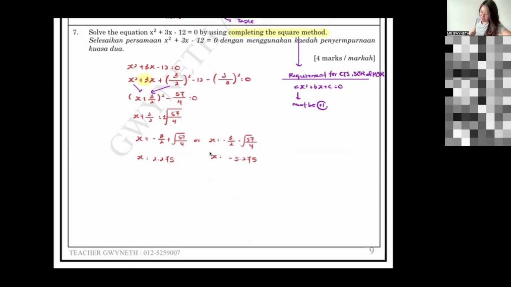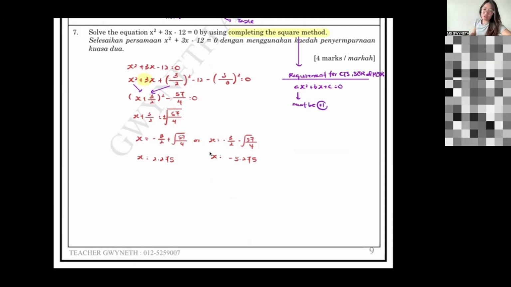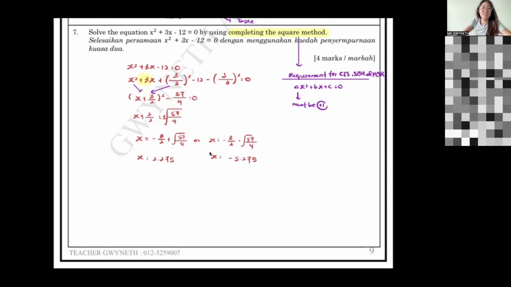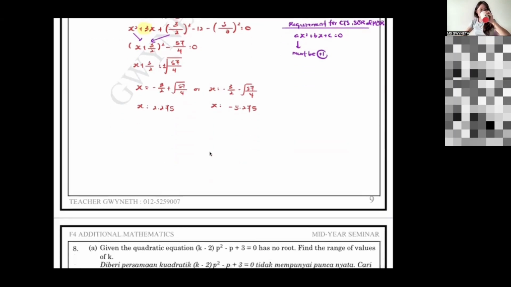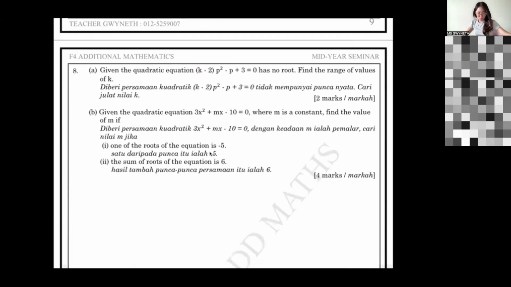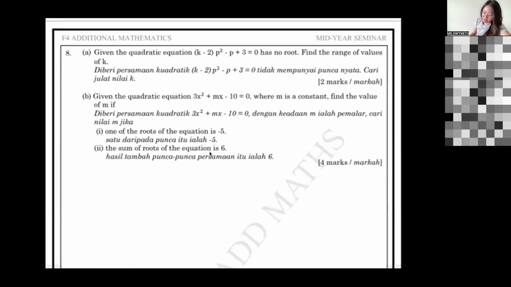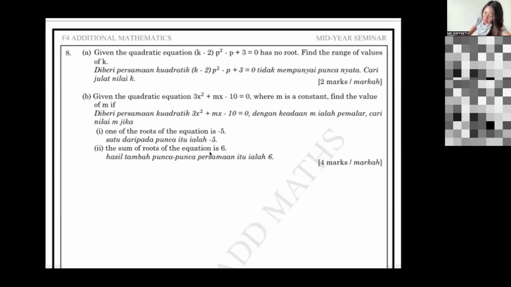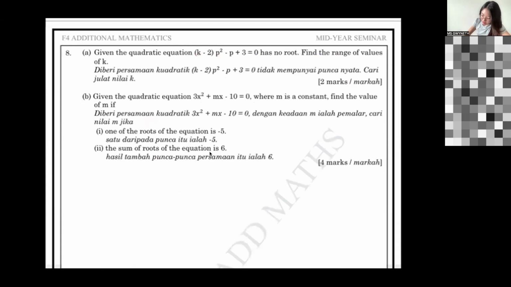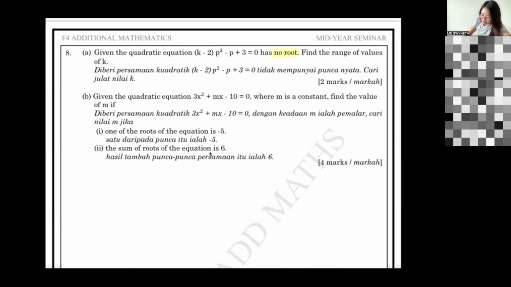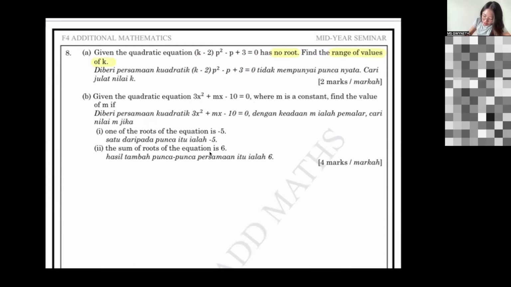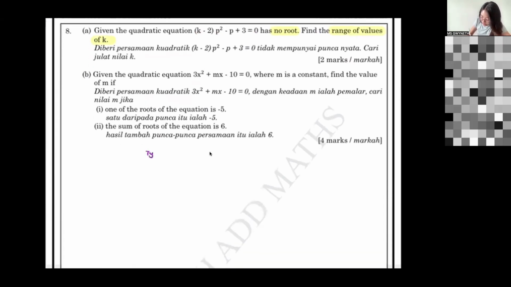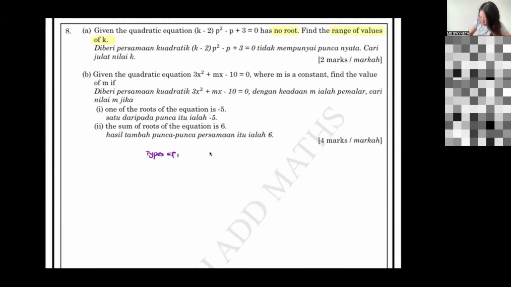Okay, 5, 4, 3, 2, 1. Now, everybody, question 8. Here, they say no root. Find the range of values of k. Now, before we go into this question, we have the topic types of roots.